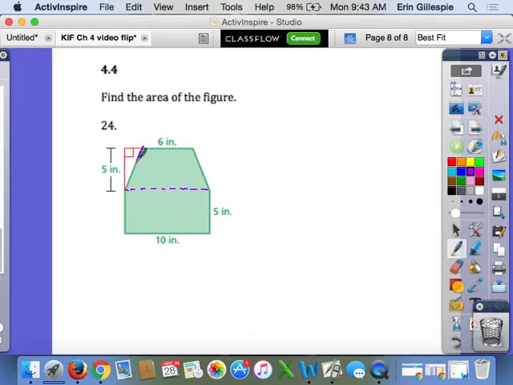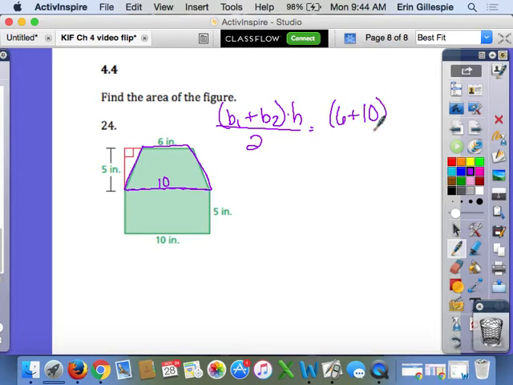So if we look at the trapezoidal part here, we just did one. So remember the formula is base 1 plus base 2 times the height divided by 2. Well, my base would be 6, and then this would be my other base. Well, how long is that? Well, it's 10, because it's parallel to that line there. So my base 1 and base 2 are 6 and 10. What's my height? My height would be the distance between the two bases, and it has to be a straight line, not a slanted line. Well, it shows that this is the straight line distance between those two, and that's 5.